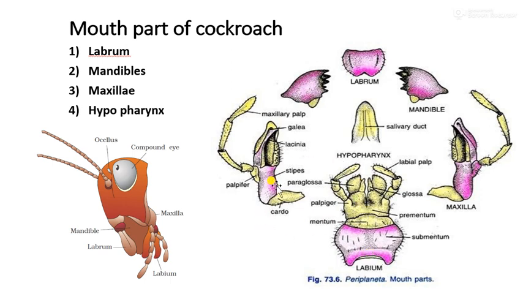This is all about the mouth parts of the cockroach: the labrum, labium, maxillae, and mandible.